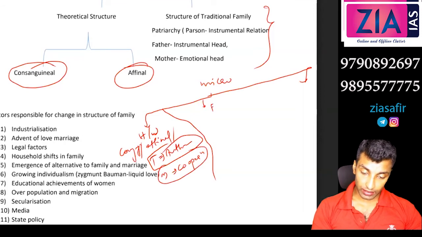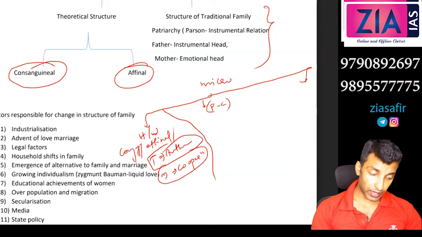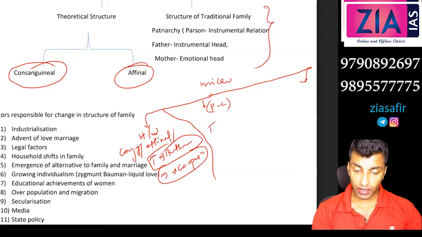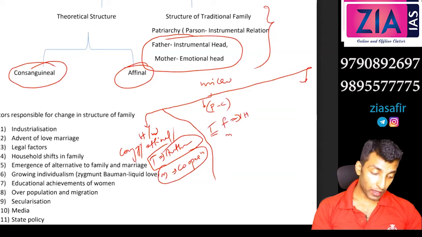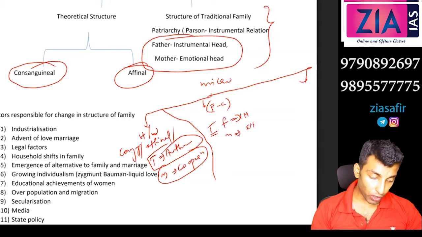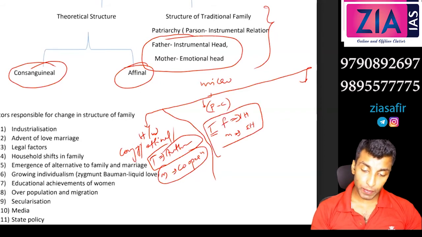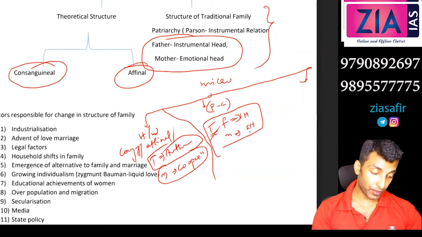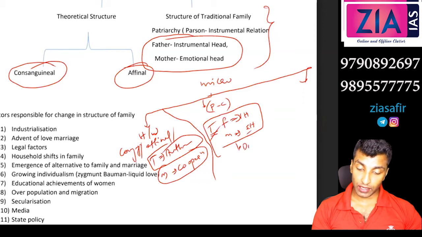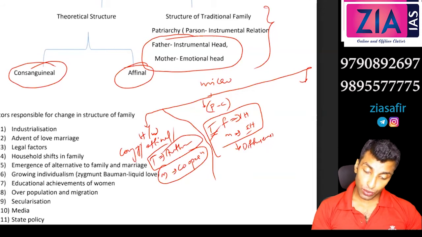Then parent-child. Between them, in the traditional society, I've told you already, instrumental head and emotional head. In the traditional society, father is the instrumental head, mother is the emotional head. But in the modern society, both father and mother play the role of both instrumental as well as expressive role, that means emotional role. So you can see a diffuseness in the modern society with respect to the functions. And there is a new concept which I told you yesterday, that is Filiocentrism. What do you mean by Filiocentrism?